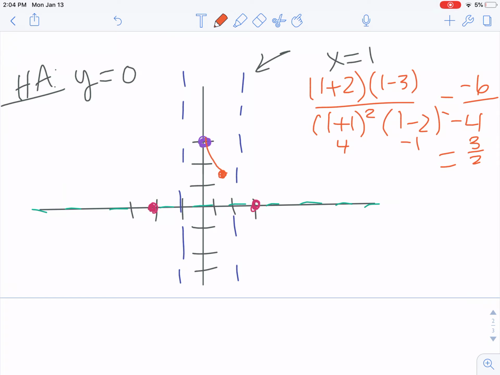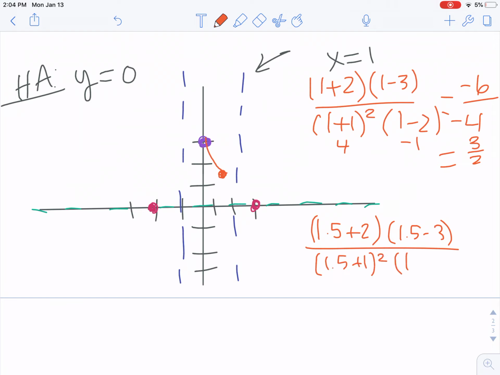So if I plug in 1.5, I get, well, I'm going to do 1.5 plus 2 times 1.5 minus 3 over 1.5 plus 1 squared times 1.5 minus 2. And here's the thing, if you're worried about what's happening on your end behaviors and all that kind of stuff, all you have to do is plug in points and see what's happening. That's the best way to get there. I know it's not the most time-efficient way, but if you don't know what's happening and you don't have a picture of it and you're not going to be able to graph this on a calculator, this is what's going to have to happen, okay?